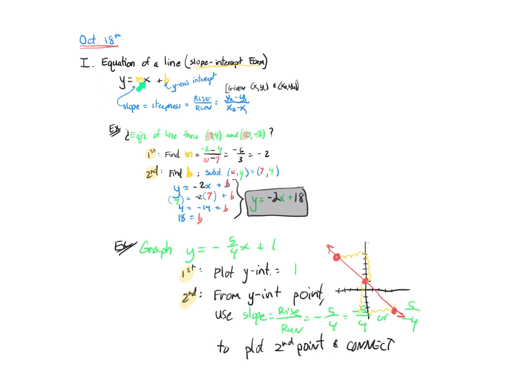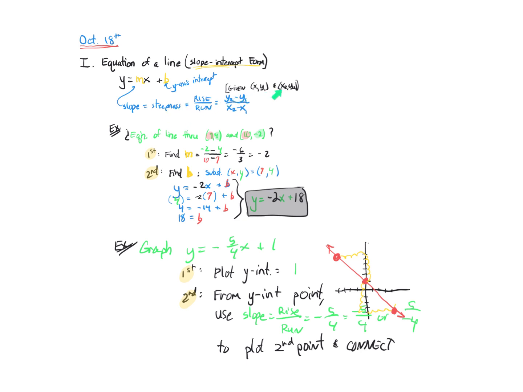We reviewed a lot of algebra today relating to parallel and perpendicular. So first, the equation of a line in slope-intercept form. We have the slope and the vertical intercept. The slope is how steep it is. We define that as rise over run.